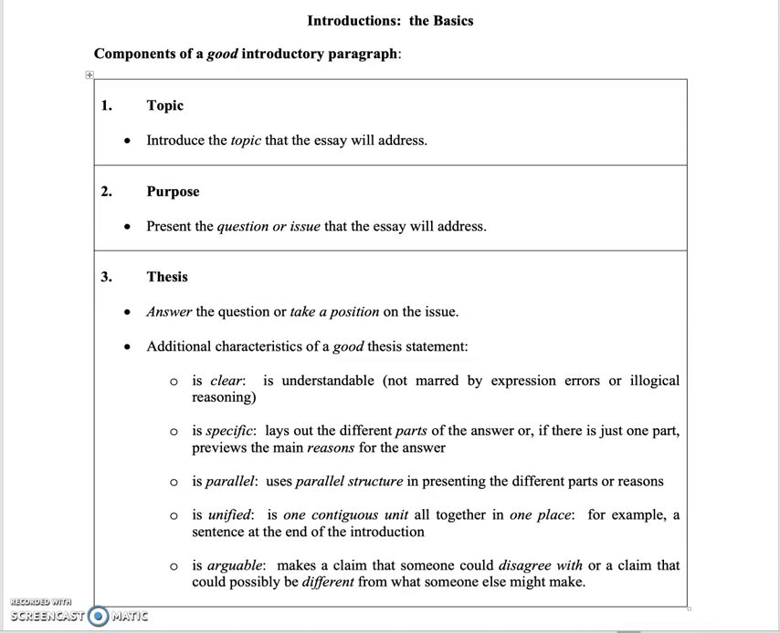But at this point, you want to start thinking in your mind: topic, purpose, thesis. That's what you want to be thinking about when you're writing an intro paragraph. As I said, this is going to apply to all the essays we're doing, and it can help you with other essays that you're writing as long as they're argumentative in nature.